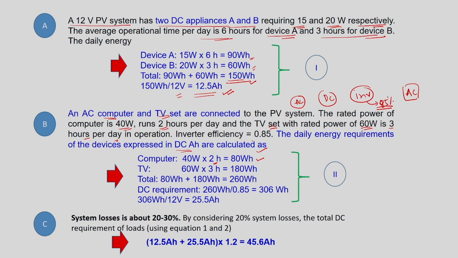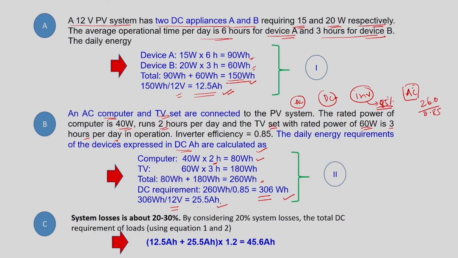As we know the efficiency of the inverter, we need to convert to DC, so we have to divide by it. 260 divided by 0.85 will be 306 watt hour. If we divide this by the rated voltage, it will be 25.5 ampere hour.